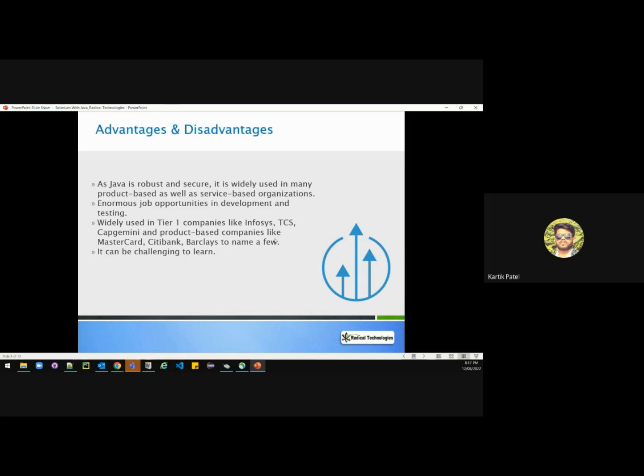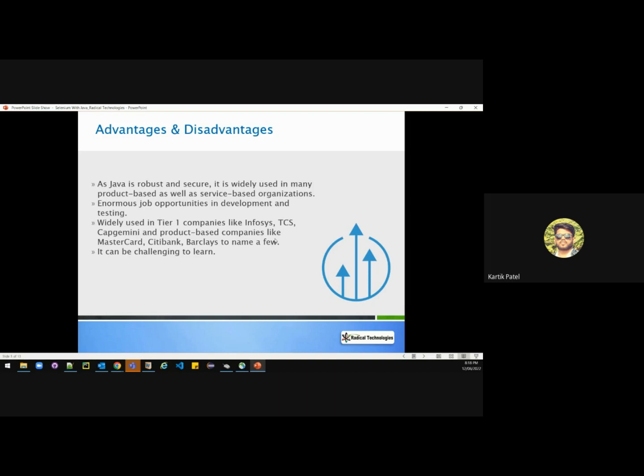We'll talk about some of the advantages and disadvantages of Java. Again, I would reiterate the same thing: Java is robust and secure. It is widely used in many product-based as well as service-based organizations. If you're looking to start your career in IT, or looking to switch jobs, some of the very well-known tier one companies like Infosys, TCS, Capgemini, Accenture, a lot of service-based companies, would have Java as their prime requirement.